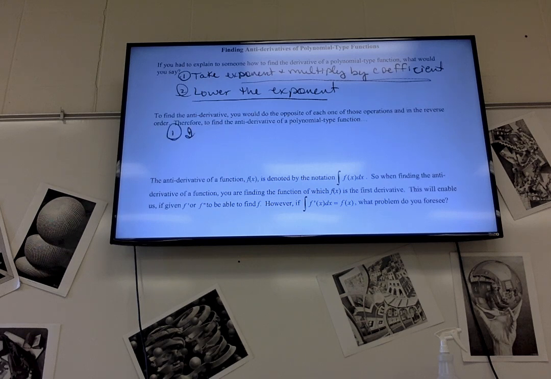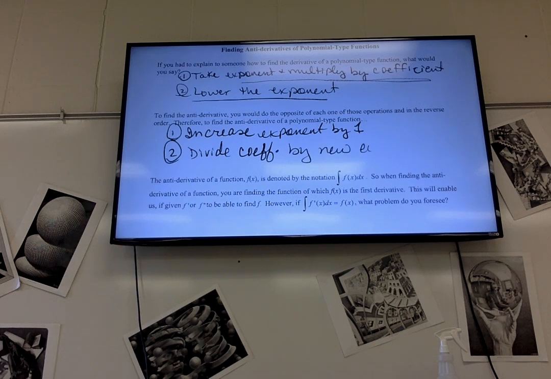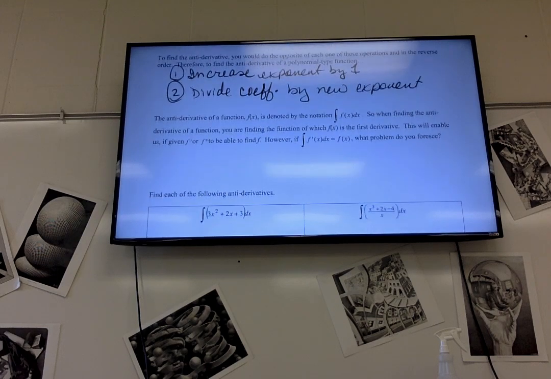So we're going to increase, because we have to do the opposite, the antiderivative. Oh, got it. Increase the exponent by 1. And then what? And then divide the coefficient by the new exponent. I was just joking. Thanks for joking. Are you serious? I literally hate division more than anything else.